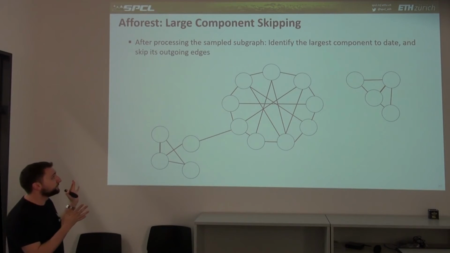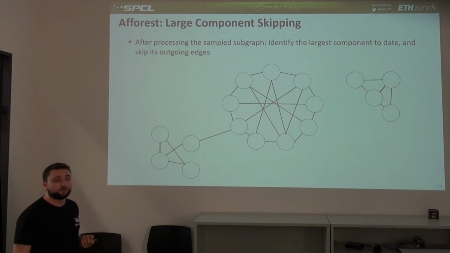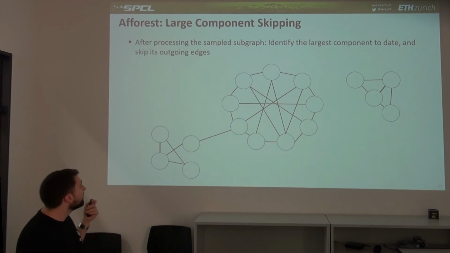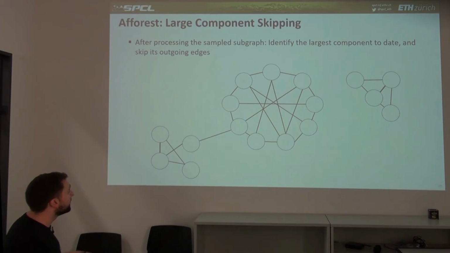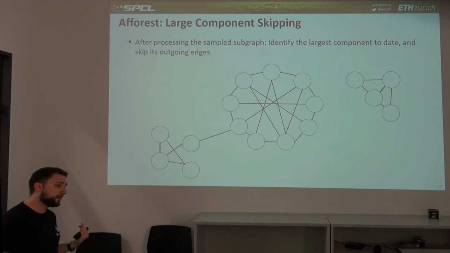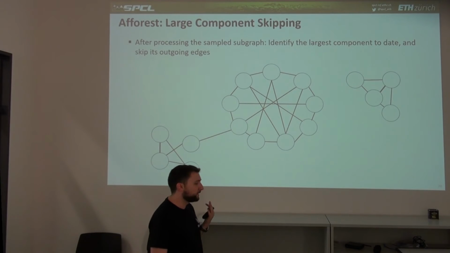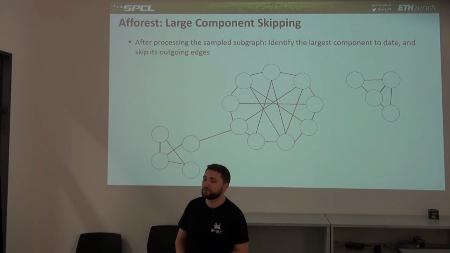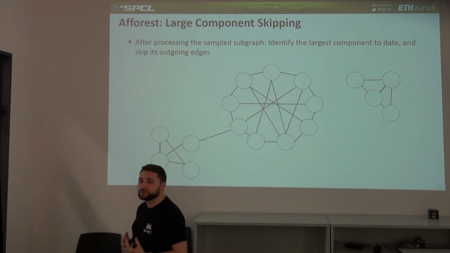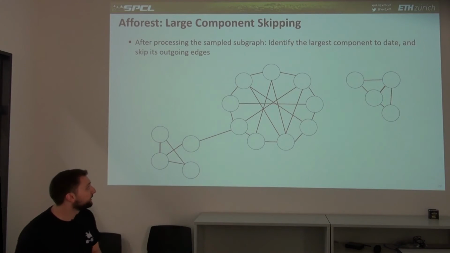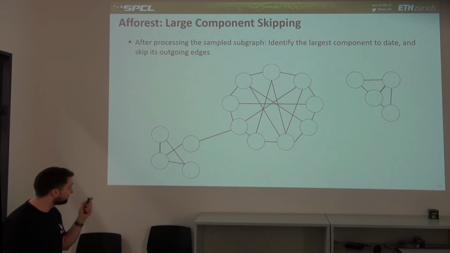This is the third installment of our improvements to the Shiloach-Vishkin algorithm, which we call large component skipping. So once we have performed the processing of the first subgraph batch, we can use this information to, as I said before, skip a few edges without changing the convergence of the graph. Now, how do we do that?